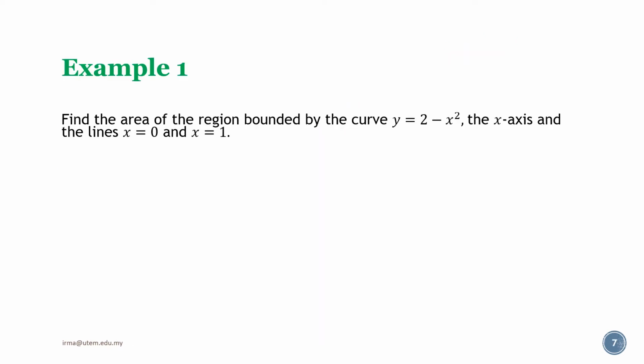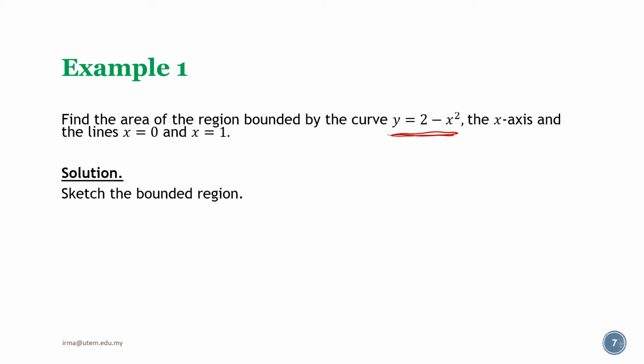Let's look at example 1. Find the area of the region bounded by the curve y equal to 2 minus x squared, the x-axis, and the lines x equal to 0 and x equal to 1. The first step is to sketch the bounded region. Do you know how to sketch the graph for this function? We have y equal to 2 minus x squared.